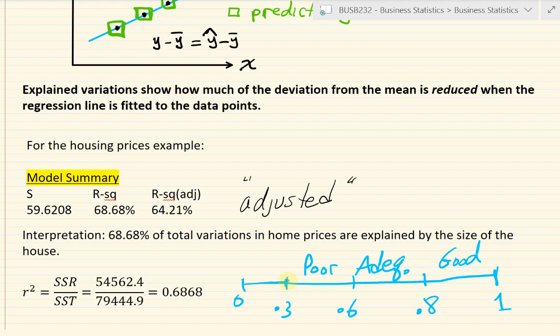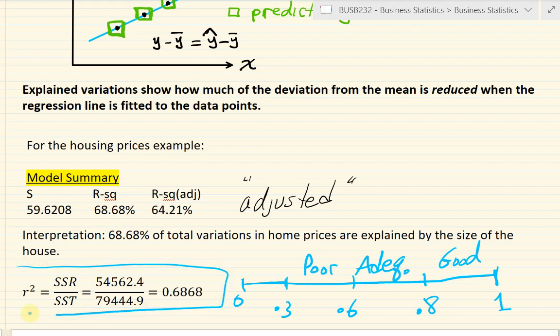Okay, so that's our yardstick for R squared. And I want to show you by hand. If I want to do it by hand, this is how you do it. But again, you don't have to do anything by hand here. We get everything here from Megastat.